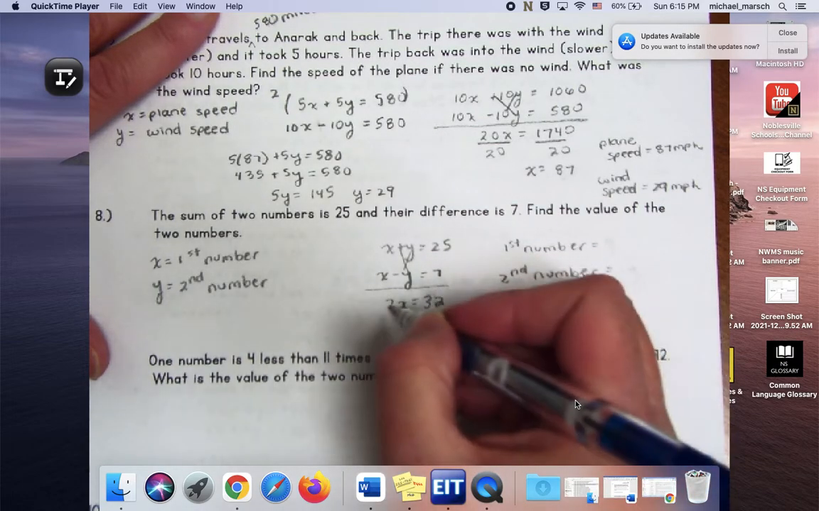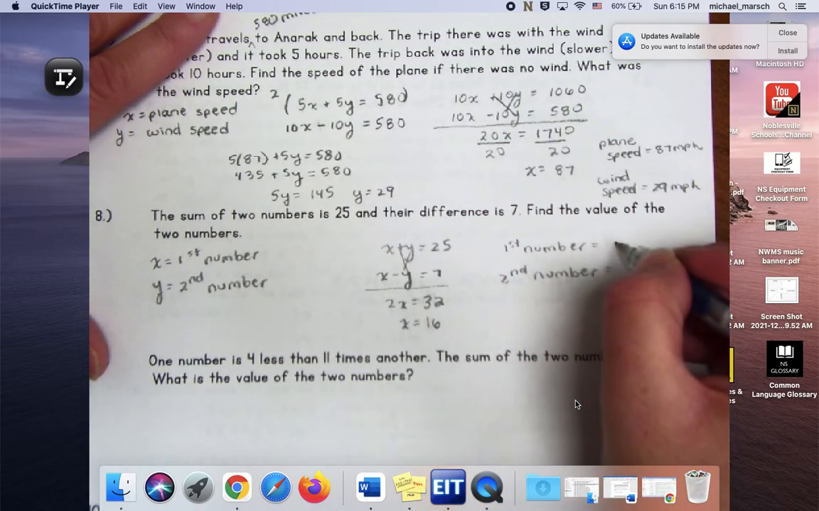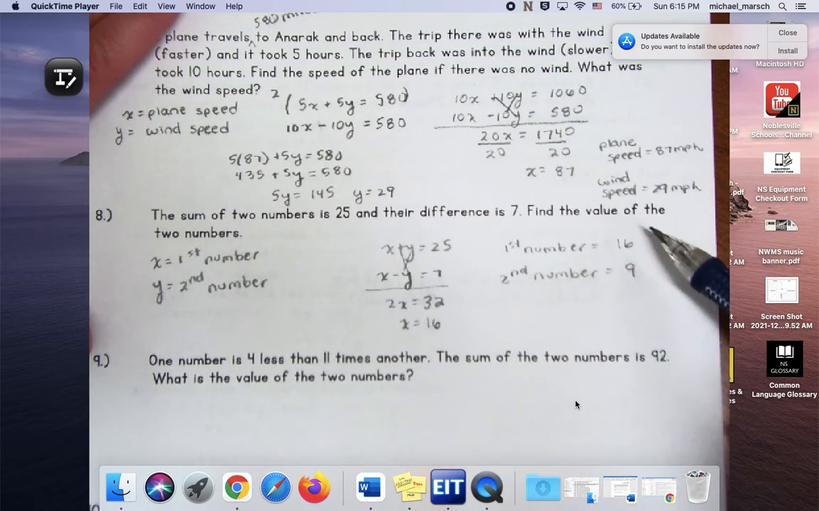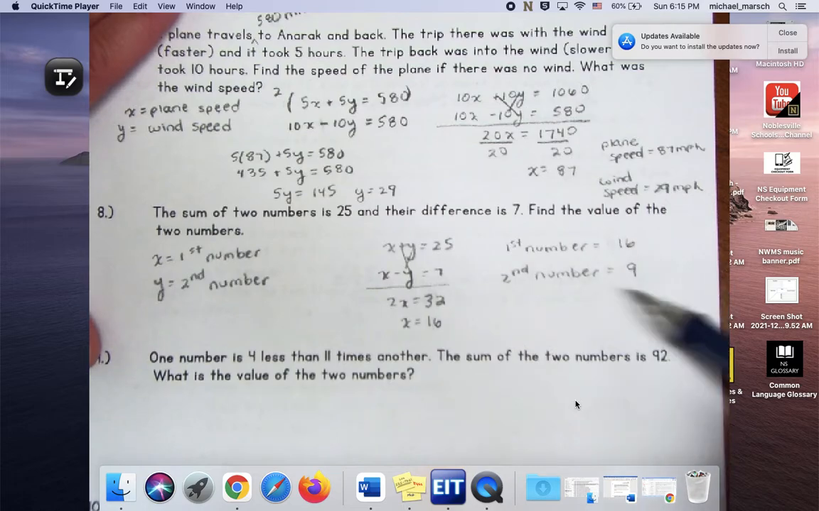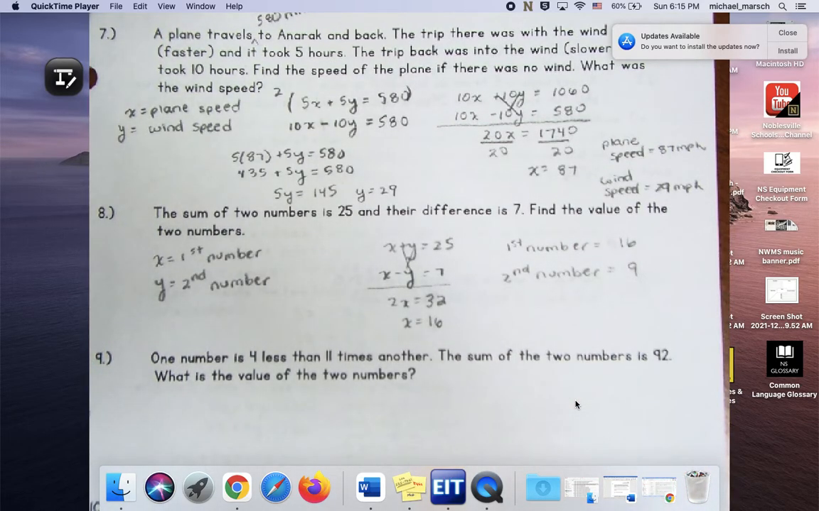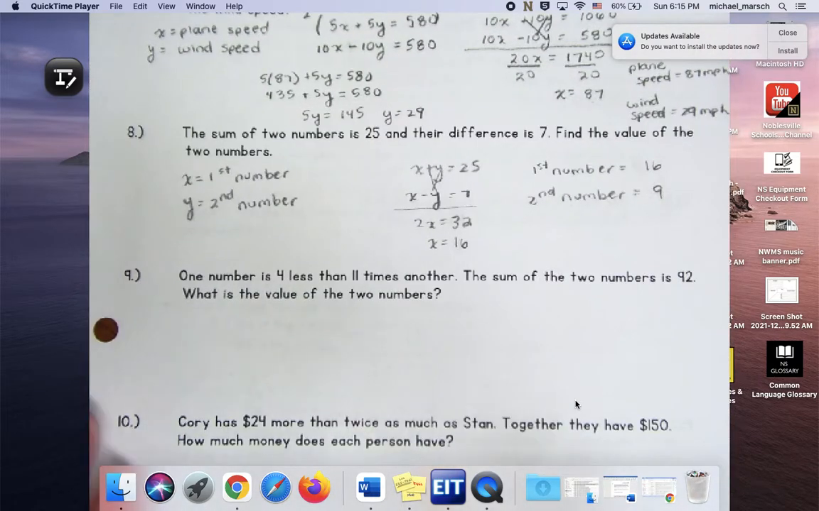So I've got 32 divided by 2, I get 16. So my first number is 16, my second number is 9. And the reason those weren't correct is because when I subtract them, I need to get a positive 7. In my head, I was getting a negative 7. So now we got it all figured out. All right, let's do the next one together for good measure.